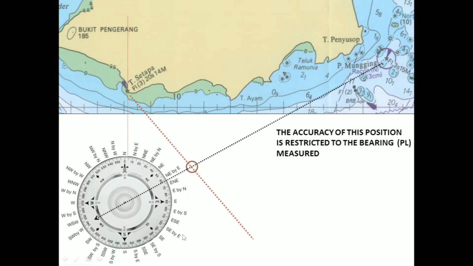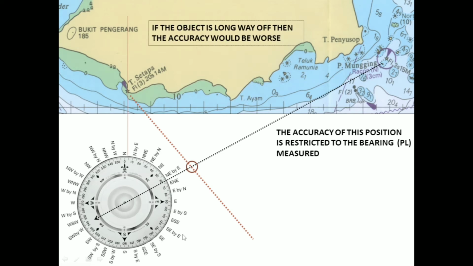Now the accuracy of this position would be restricted to the bearing you have measured. That depends upon how good your bearing is, how good your compass error is, and other factors which come into play. If the object is far off, then even a small error in the bearing is going to make a big difference in the position. Now if at the same time I had the position circle, I would get my position somewhere here. So depending upon how accurately you have measured your bearings, your position would be a little bit here and there.